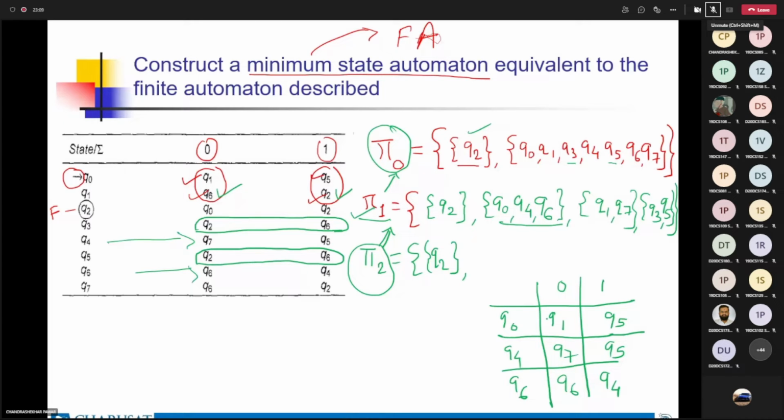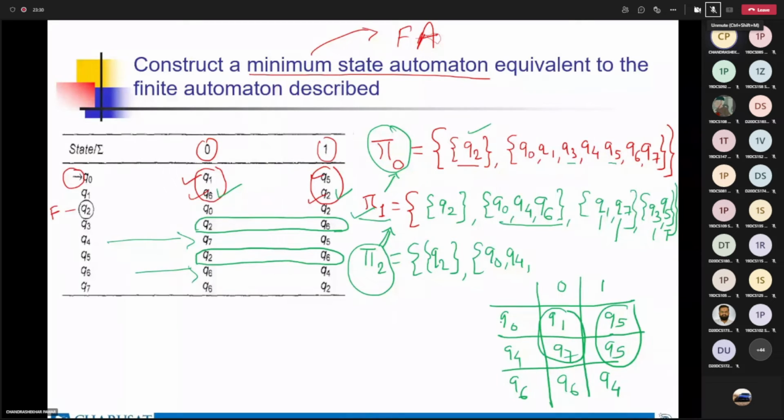Clear? So just observe that Q1 and Q7 are within the one set, yes. Q5, Q5 within the one set, yes. So here it is the Q5 within the set of Q3. So Q0 and Q4 are still equivalent.